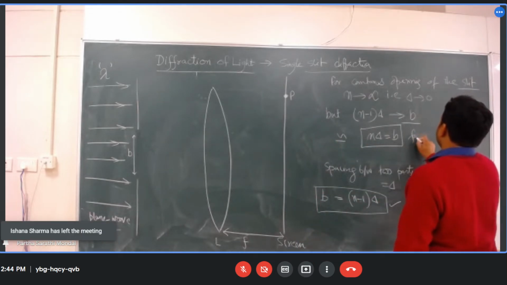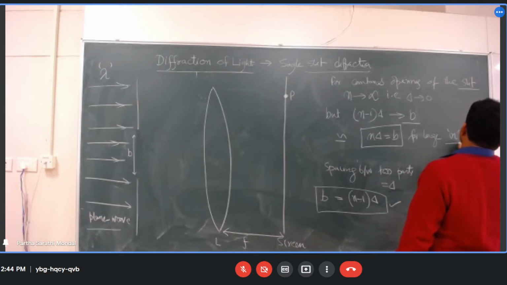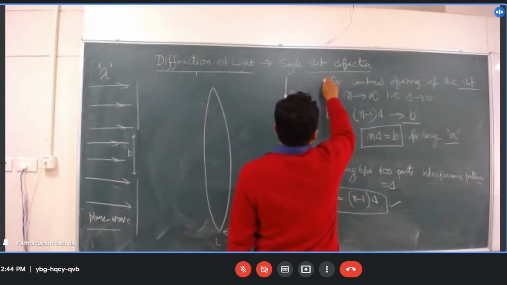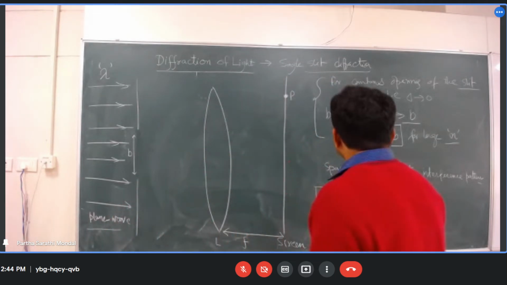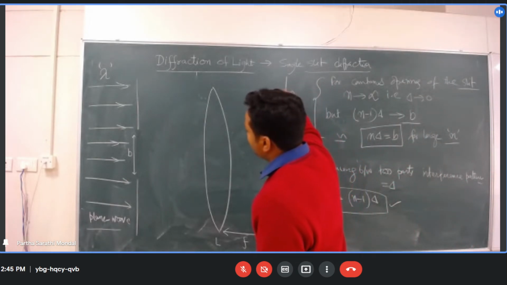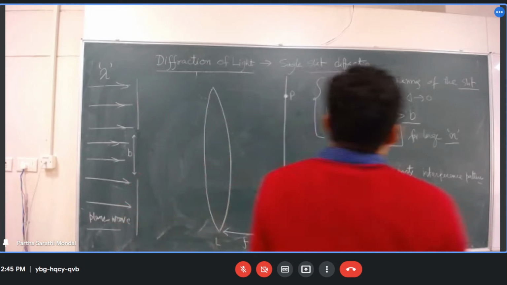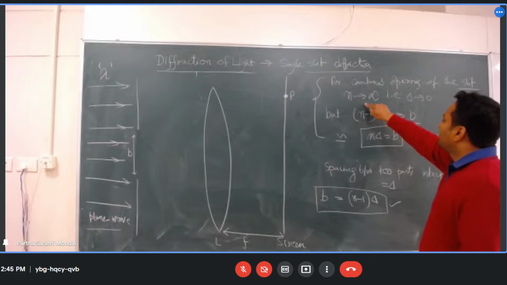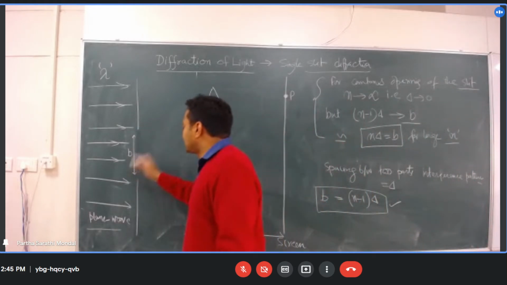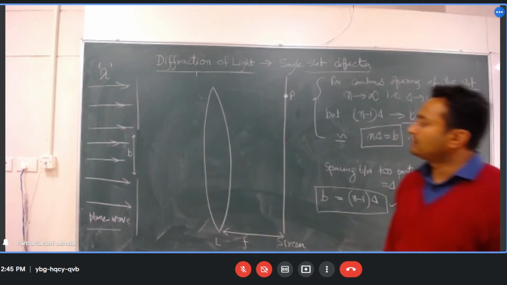For large n, ठीक है? So ये हम लोग तो पहले क्या करेंगे? We will calculate the intensity due to the superposition of n number of sources. Okay, then you will put n tends to infinity to get the intensity due to the continuous opening of the slit. समझ में आ रहा है क्या है, क्या बोल रहा हूं मैं?